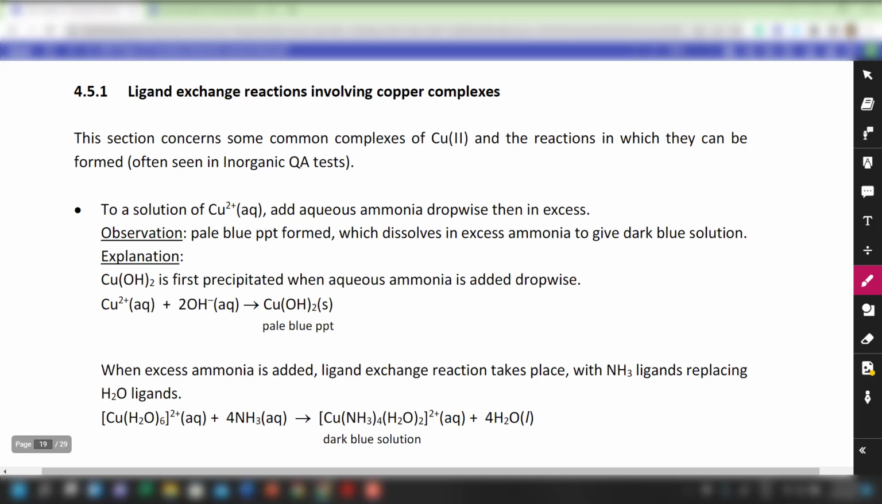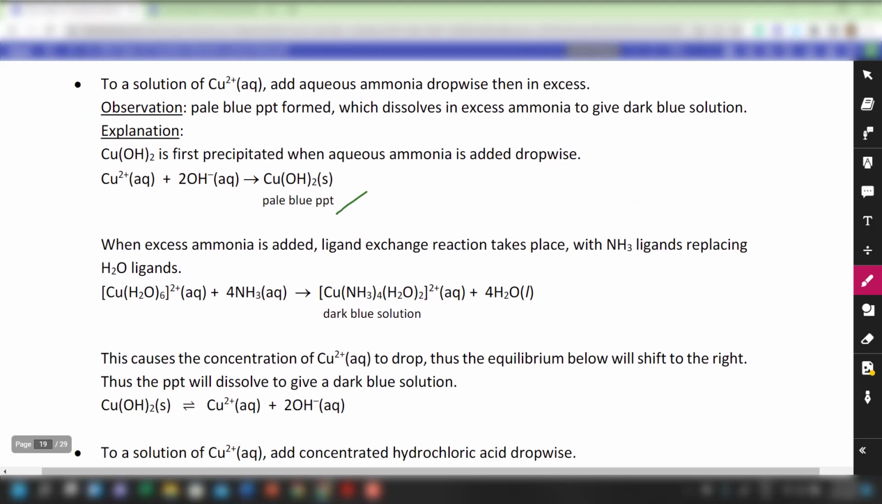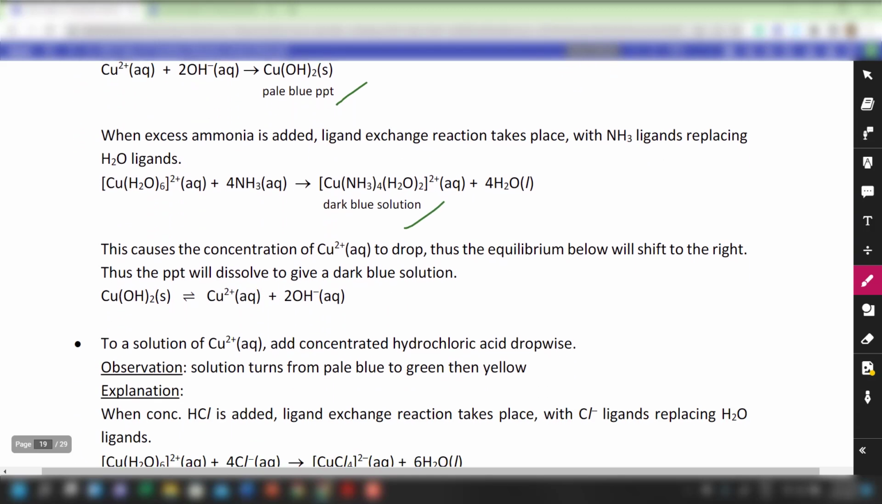Okay, so the formation of copper 2 hydroxide. Okay, so this is what we know. And then the ligand exchange to form the dark blue solution. Okay, and then the formation of the dark blue complex will cause the position of equilibrium of the dissolution of copper 2 hydroxide to shift to the right, which results in what we observe as pale blue ppt dissolving in excess ammonia to give us a dark blue solution. Okay, in the past we called this a deep blue solution. I think now it's called dark blue solution.